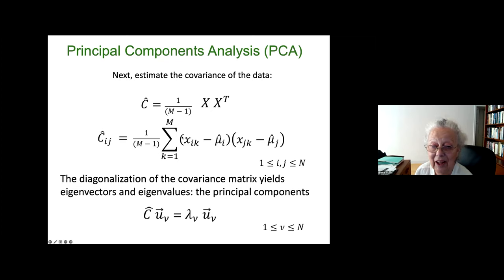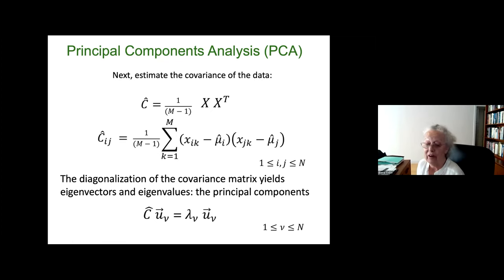So you get the ith row with the mean subtracted and the jth row with the mean subtracted, and you look at the covariance between neuron i and neuron j by summing over all the possible trials and dividing by M. And so you get an n by n estimate of the covariance matrix, where n is the number of neurons. Once you have this estimate of the covariance matrix, which I call C hat to remind ourselves that this is based on an estimate from the data, we do a diagonalization of that matrix.